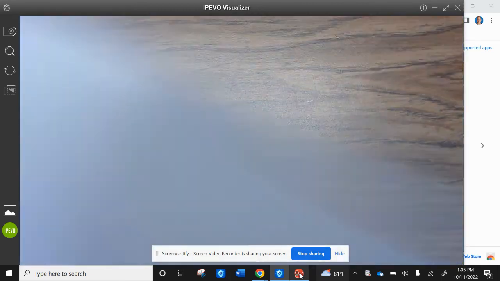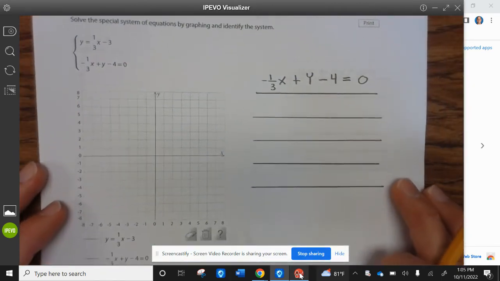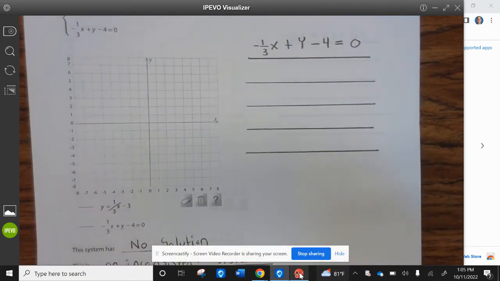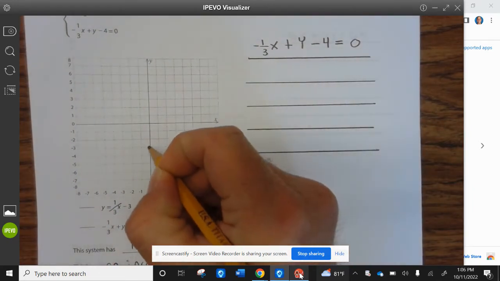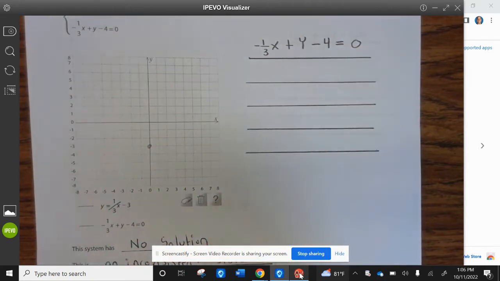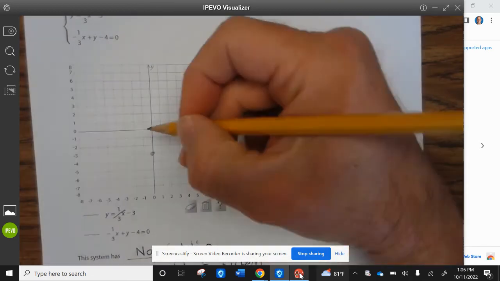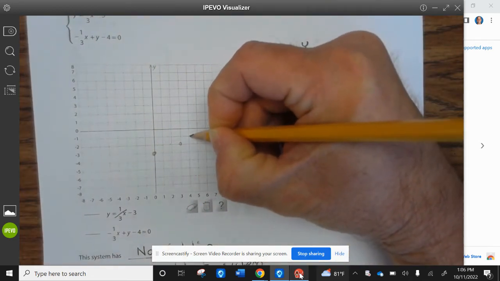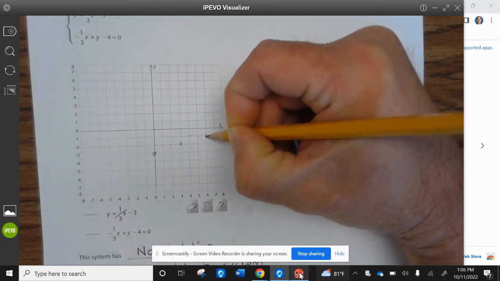All right, let's take a look at the next example. All right, so we're going to graph. This is 1 divided by 3. So we start at 0, negative 3. Now, this one, if you look, they're all counting by ones, okay? Always check the scale of your graph. So here we go up 1 to the right, 1, 2, 3. Up 1 to the right, 1, 2, 3.